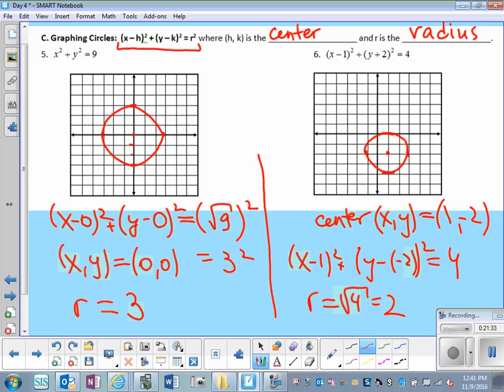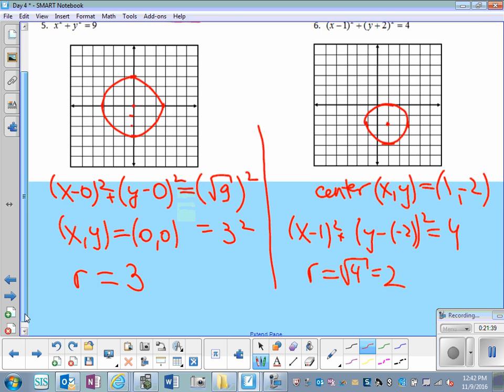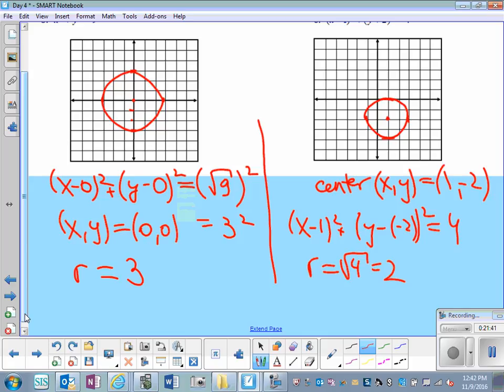Questions about the circles? Okay, do we need to talk about how to graph this using a calculator? The circles? No. Okay.